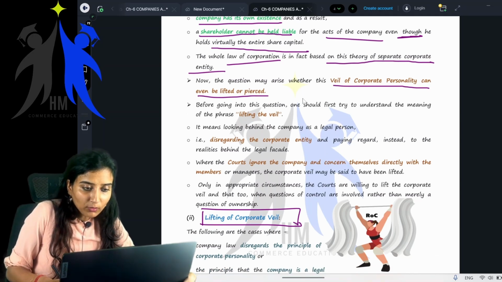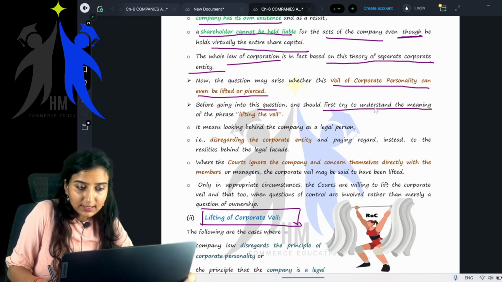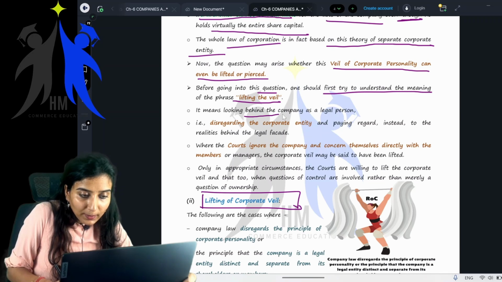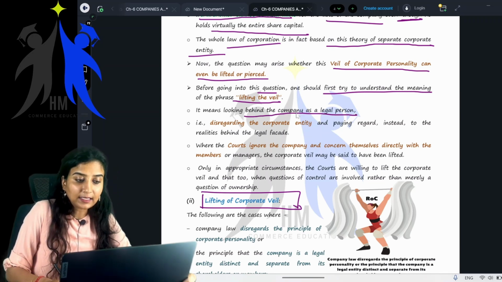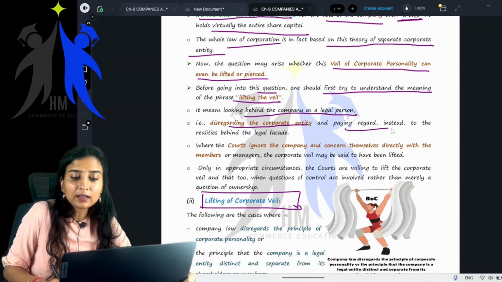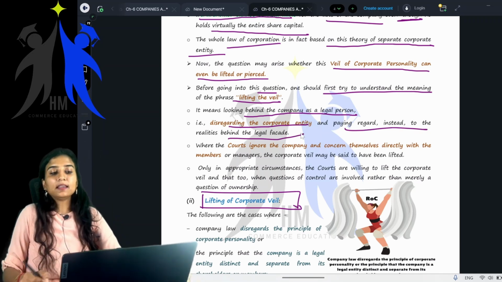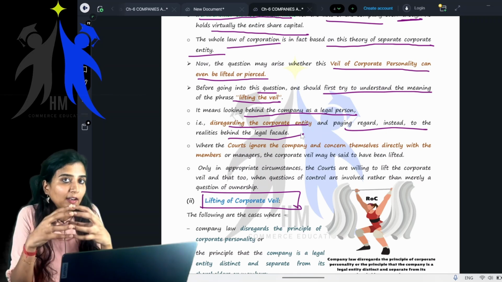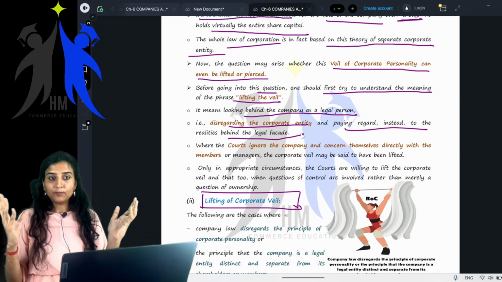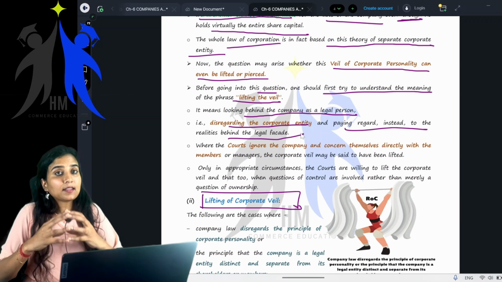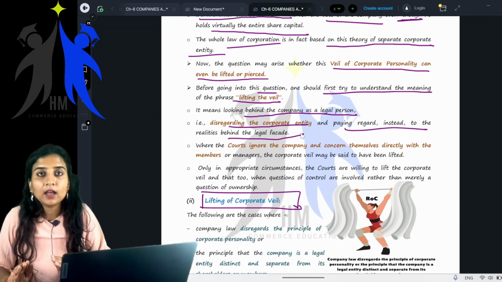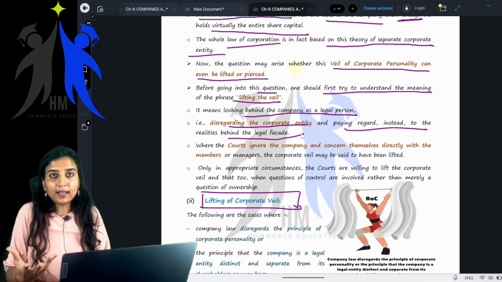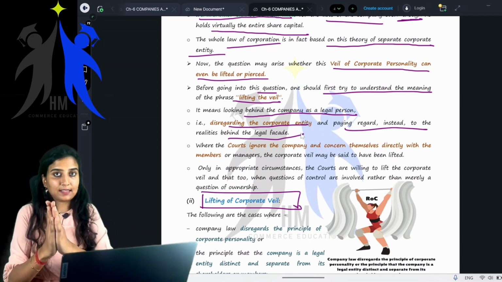Now, before going into this question, one should first understand the meaning of the phrase lifting the veil. I told you, it means looking behind the company as a legal person, that is, disregarding the corporate entity and paying regard instead to the realities behind the legal facade. If they are inside that shell or veil or insulation, you're going to remove that. You're going to disregard that the company is a separate entity from the members. You are going to treat the members and the company as one and the same.